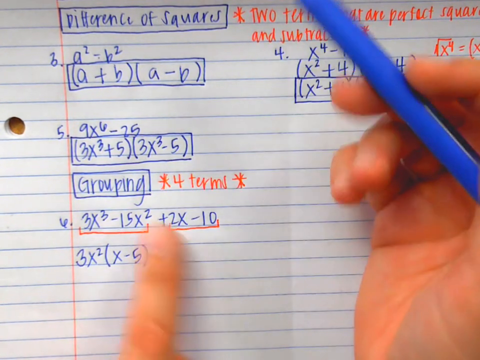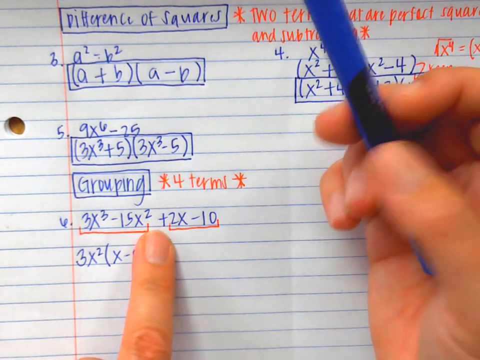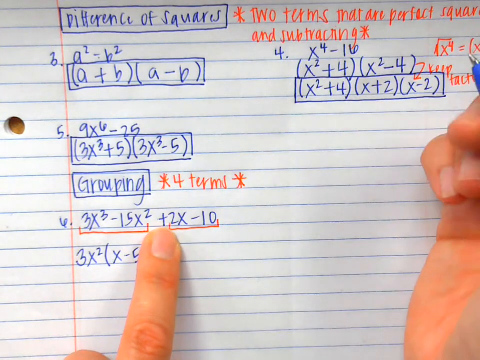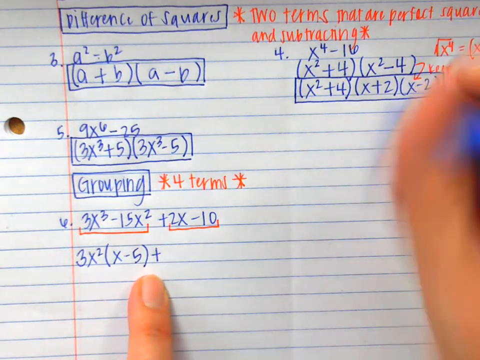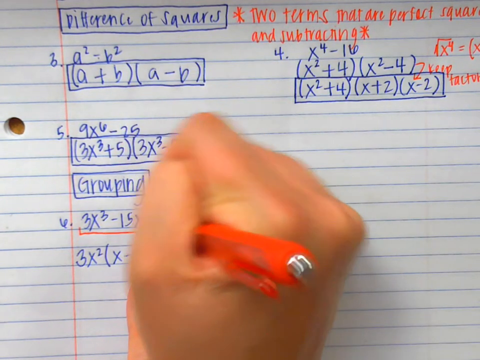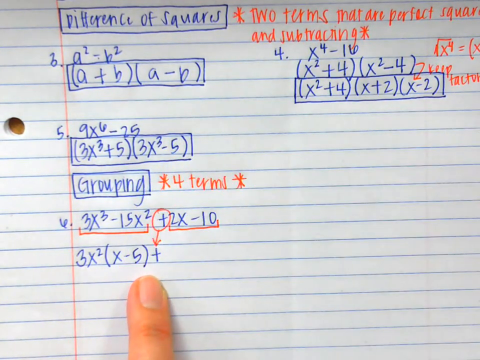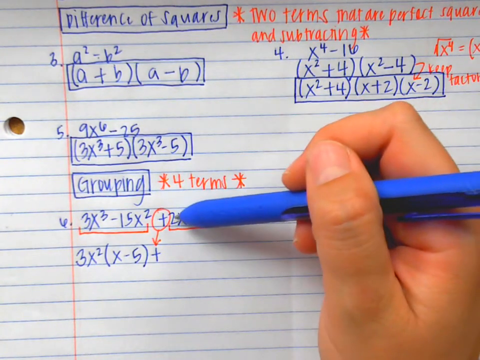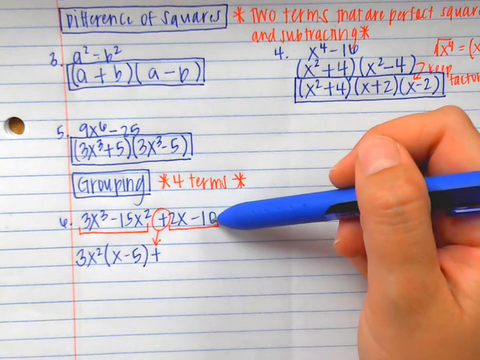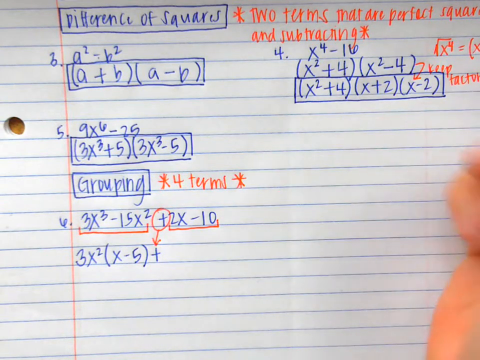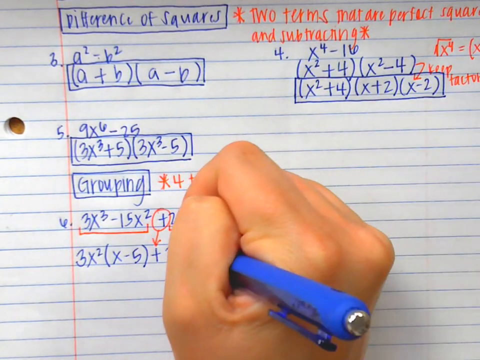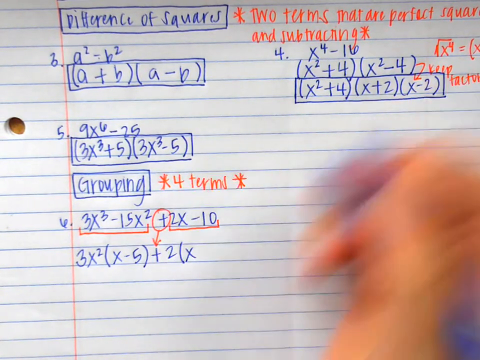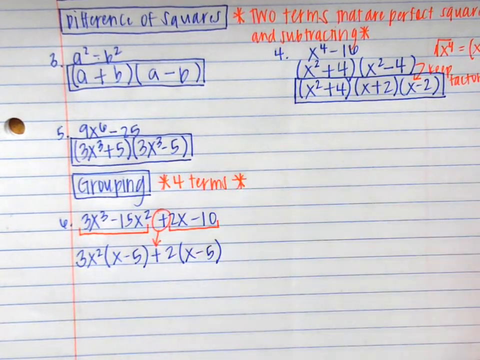Now what's important is you always take the middle sign and bring that down. So if this is a plus, we bring down that plus. If it was a negative, we'd bring down that negative. So this sign always comes down. And then I start again. What's the GCF between 2x and 10? Well, it's 2. So 2x divided by 2 is x. Negative 10 divided by 2 is negative 5.